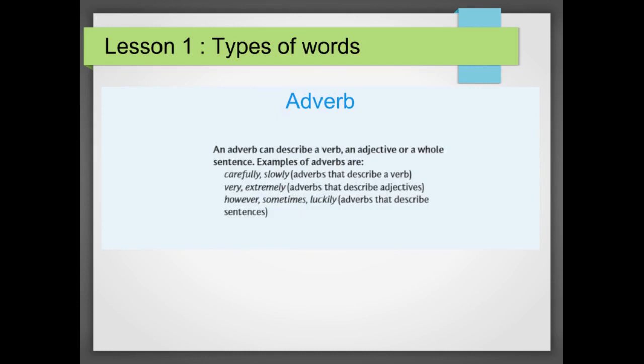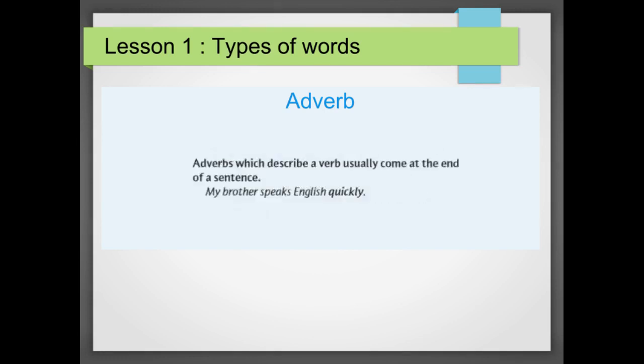An adverb. An adverb can describe a verb, an adjective or a whole sentence. Examples of adverbs are carefully, slowly, these are adverbs that describe a verb. Very, extremely, these are adverbs that describe adjectives. However, sometimes, luckily, adverbs that describe sentences. Adverbs which describe a verb usually come at the end of a sentence. Example: my brother speaks English quickly.